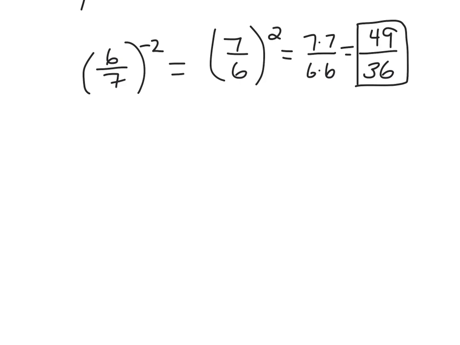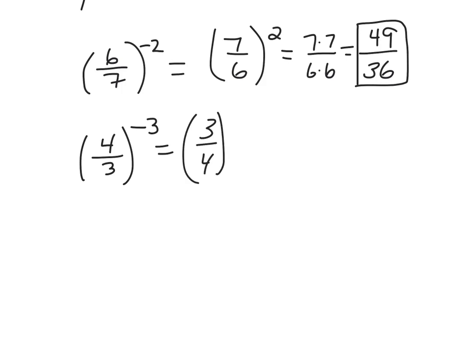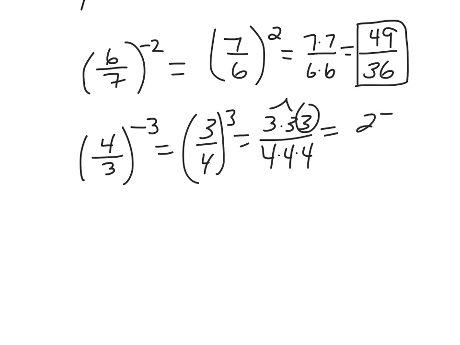Let's try another one like that. What if we have 4 over 3 to the negative 3? See a negative exponent? Flip the fraction. Keep the exponent positive now. Now on the top, we're going to have 3 times 3 times 3. That's not 9. Be careful. 3 times 3 itself is 9, but times another 3, 9 times 3 gives us 27. On the bottom, 4 times 4 is 16, and 16 times 4 is 64.